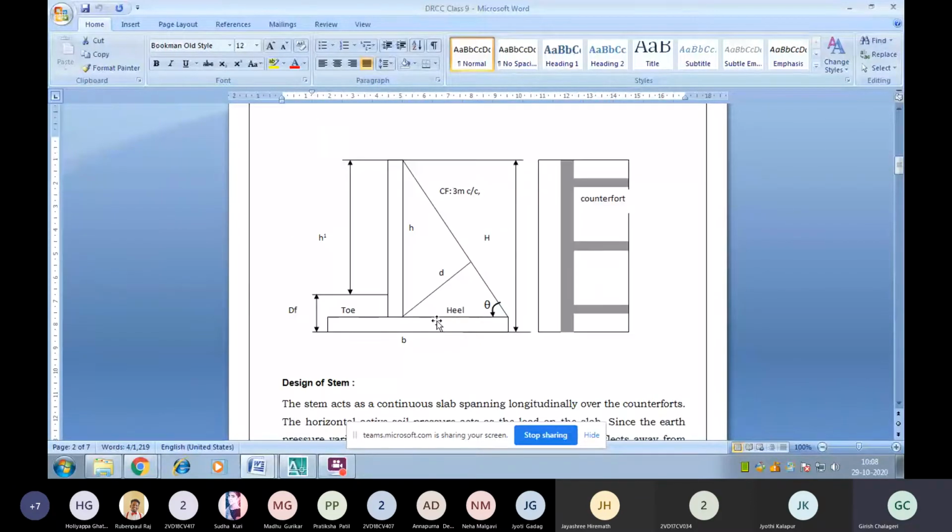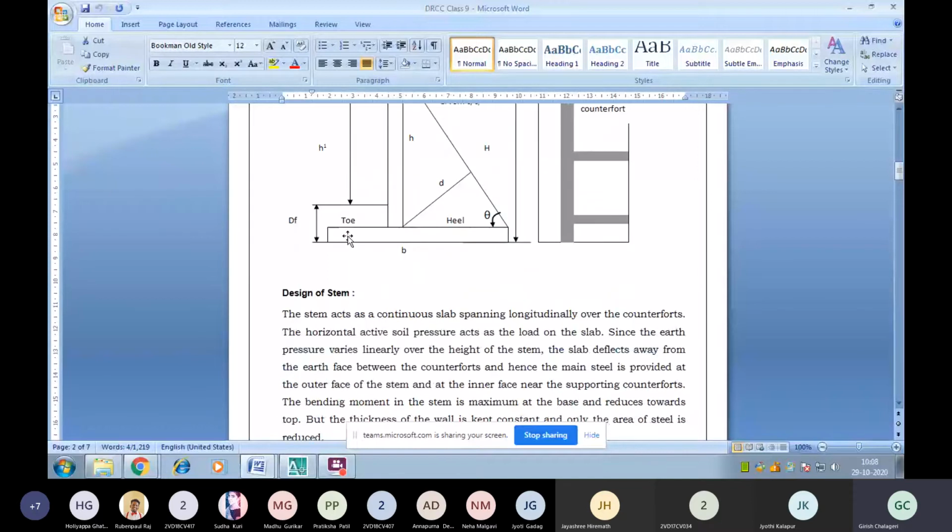For the heel slab, the intensity taken will be the downward pressure, which is the larger one over the slab. For the stem, the horizontal pressure will be taken at its maximum, at the bottom point.